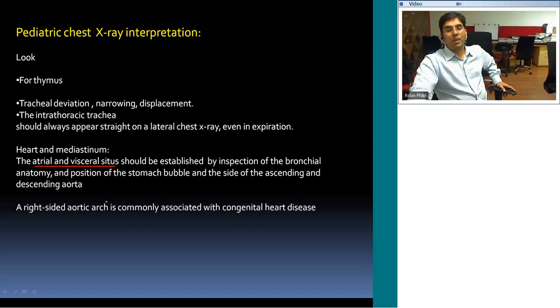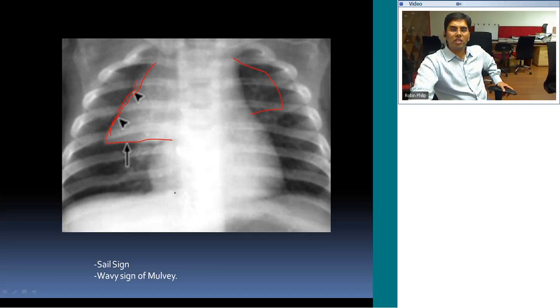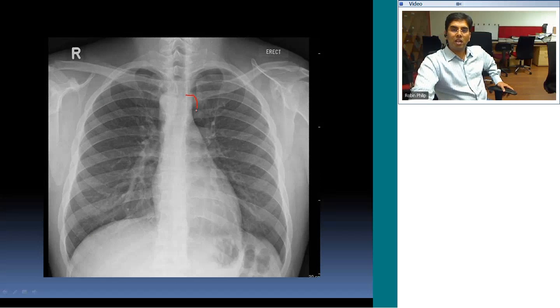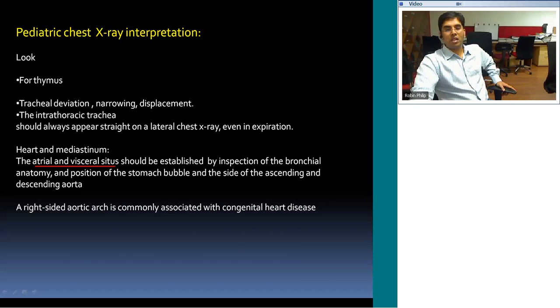And then the right-sided aortic arch is commonly associated with congenital heart diseases. So hence, look for the position of the arch. See here, the expected arch is not there, but it is on the other side. If that is the case, look for the apex. There are a lot of combinations. If there is total situs inversus, the probability of congenital heart disease is high, and if it is just a right-sided aortic arch, only 5% of the patients will have other associated congenital heart disease.